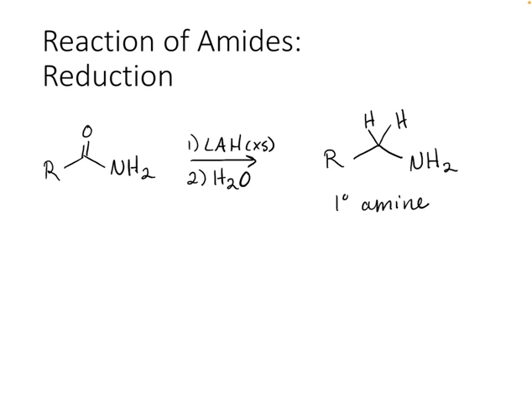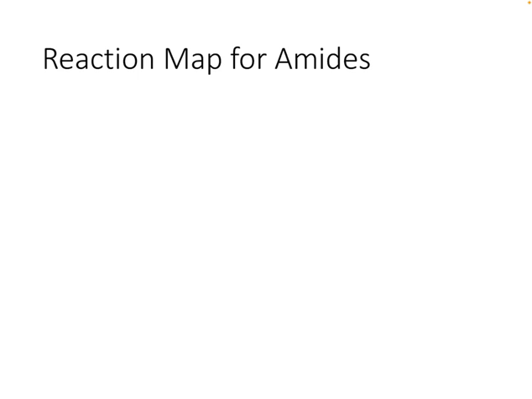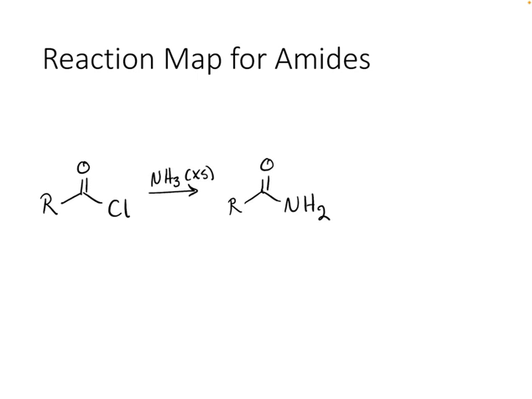And in fact, the reaction map for amides is really similar to the other reaction maps that we've made. So let's look at how to make our amide first. So we said that we would need ammonia in excess. So we get the amide there. And once we have our amide, there's a lot of different things we can do. We can turn that into a carboxylic acid. And there's 2 ways to do that. So we said that we could use acid hydrolysis or base hydrolysis.